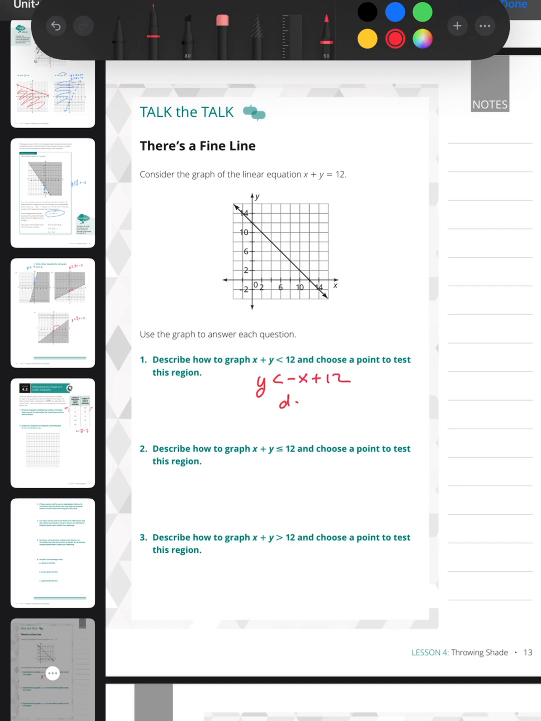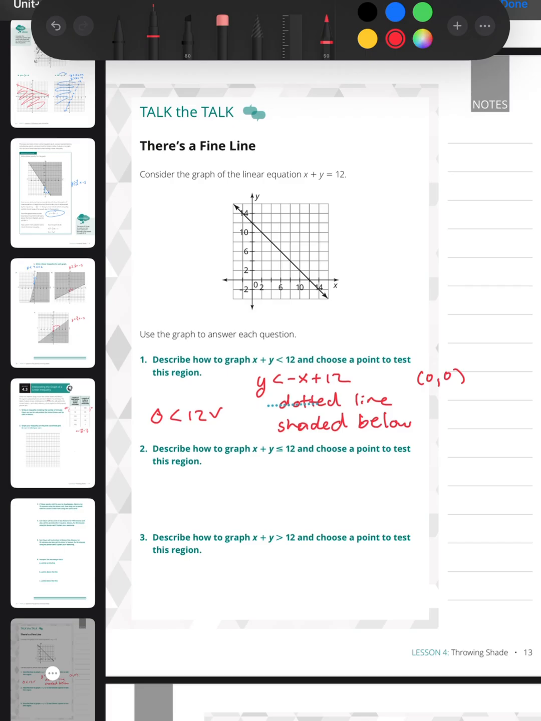So that would be a dotted line shaded below that line. Now, if we want to pick a point to test, I think the easiest point to always pick is 0, 0. If I plug in 0, 0 there, I'm going to get 0 is less than 12, which is true. And 0, 0 would then fall below that line in the shaded area. So that makes sense.